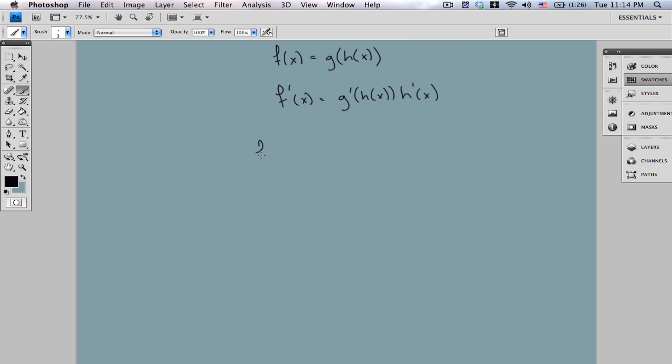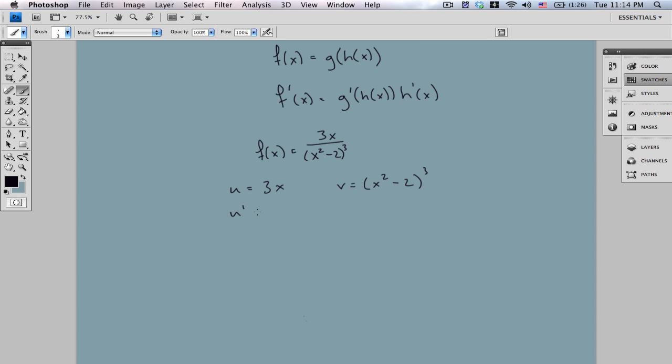Here's a slightly more complicated example. f of x is going to be 3x divided by (x squared minus 2) cubed. Now we're going to apply the chain rule, but we're going to do so within the quotient rule, right? Because f of x here is written as a quotient. So first let's establish u and v and their derivatives. u is the numerator, so that's going to be 3x. v is the denominator, that's (x squared minus 2) cubed.